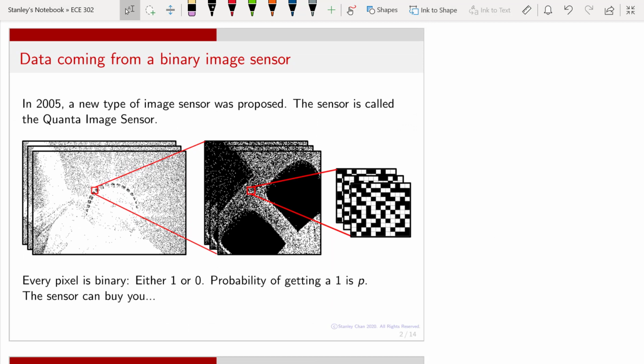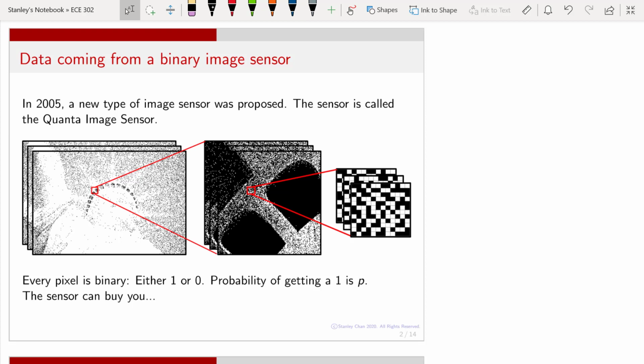This is a type of image sensor which our lab has been working on for a few years. The idea was originally proposed back in 2005 by Eric Fossum from Dartmouth College. This sensor is called the quantum image sensor. It is a very special sensor in the sense that it does not acquire image as it is. Instead, it acquires images using binary bits.